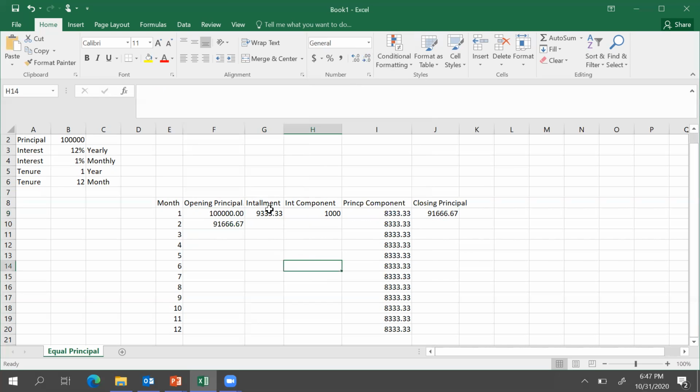Okay, and what is the interest component? Again, the interest component will be the interest that will be paid on the principal that is outstanding at the start of the month. So that will be 1% into the 91667. So it will be 1%. Just a minute, I will have to fix this 1%.